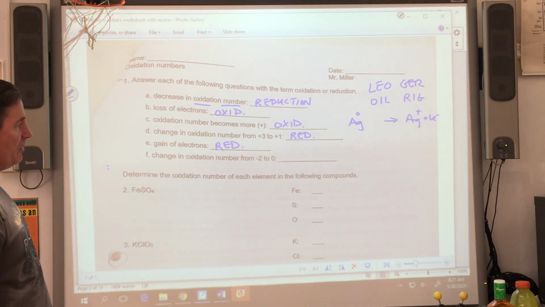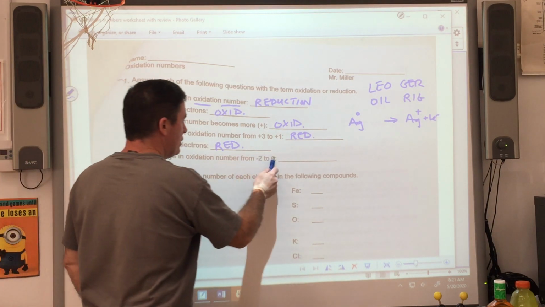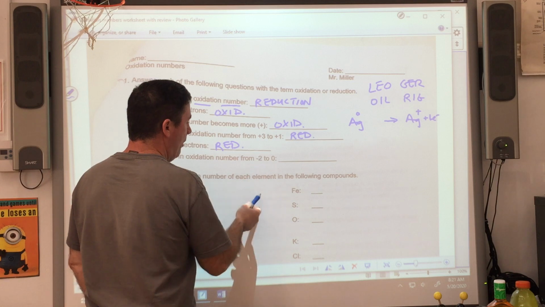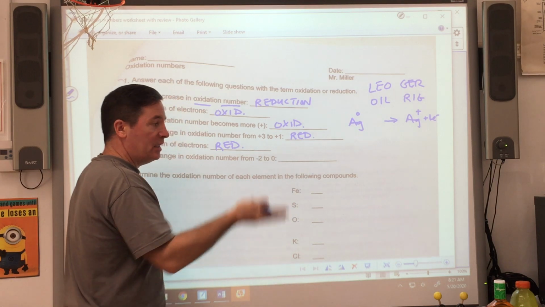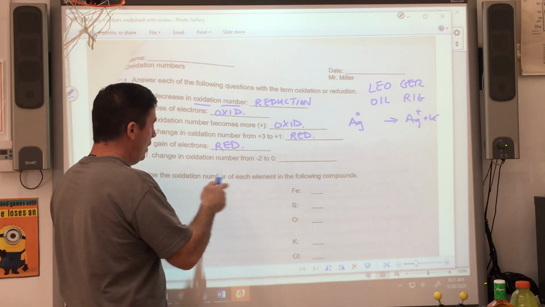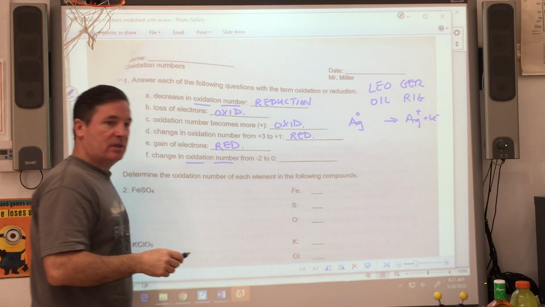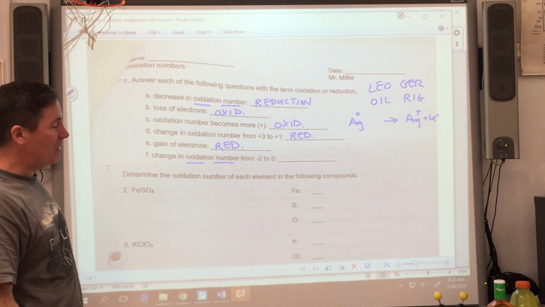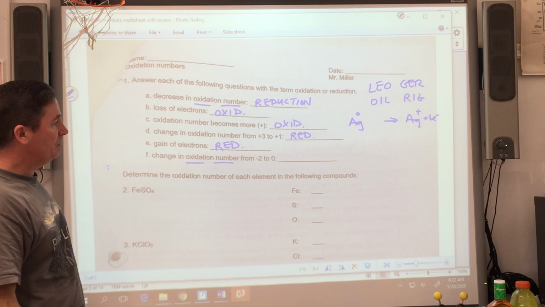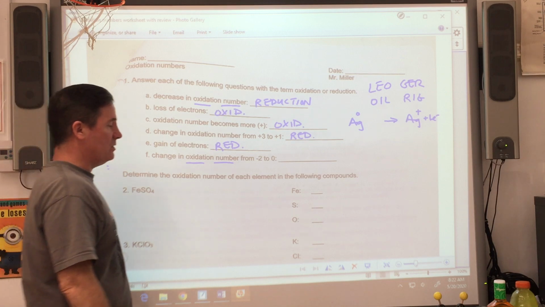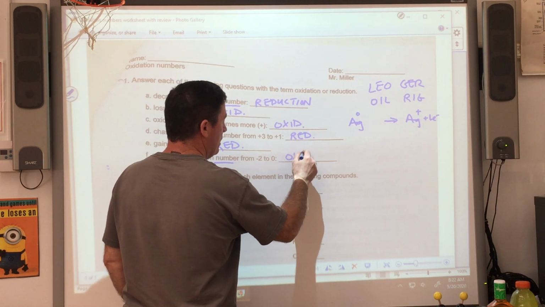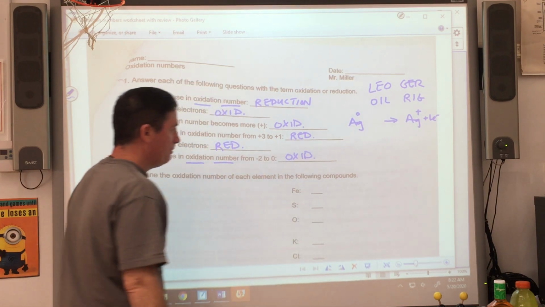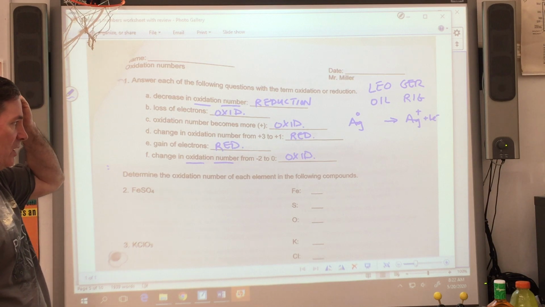Change in oxidation number from -2 to 0. Is it going up or is it going down? Well, -2 up to 0 is gaining oxidation number. And in order to gain oxidation number, it must have lost electrons. Becoming more positive by losing electrons, that's oxidation. Okay, so have those straight in your head.